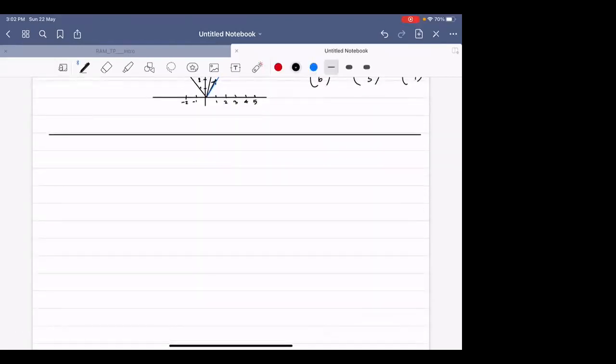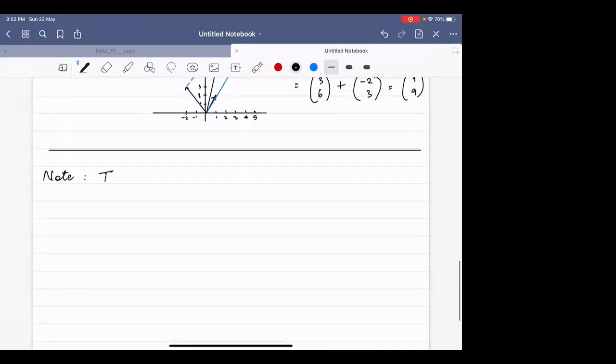So let's note the following point, that the coefficient matrix, or the columns of the coefficient matrix.